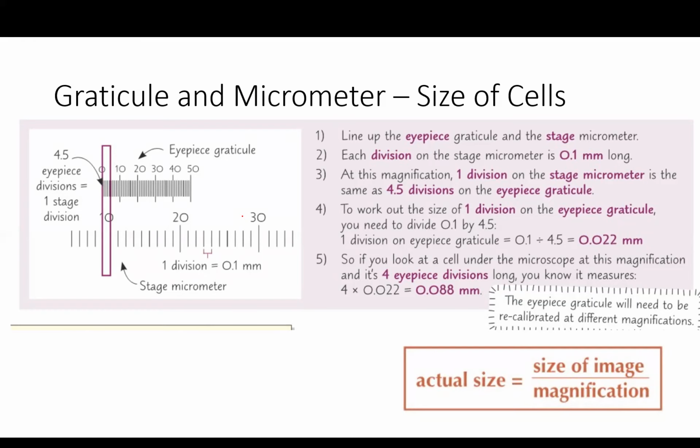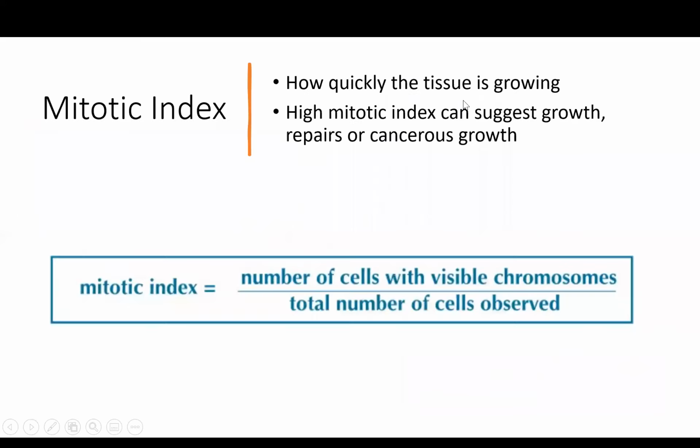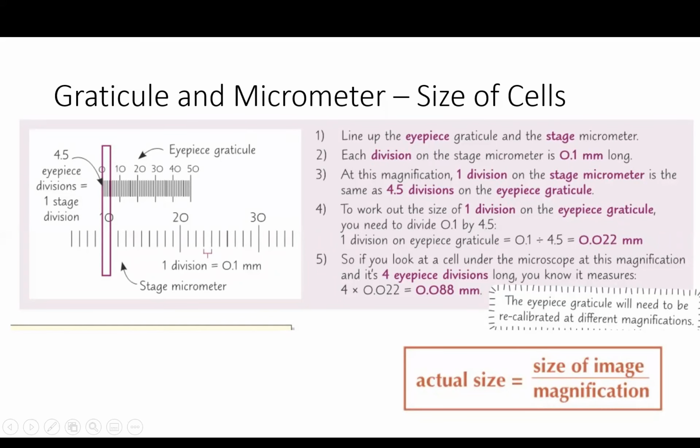So the eyepiece graticule is fitted onto the eyepiece. So here on your eyepiece, you'll have an eyepiece graticule, which is fitted onto there. It looks like a transparent ruler with numbers, but it doesn't have any units on. So you'll be able to see that. And this is your eyepiece graticule. It will look like that when you're looking down the microscope.